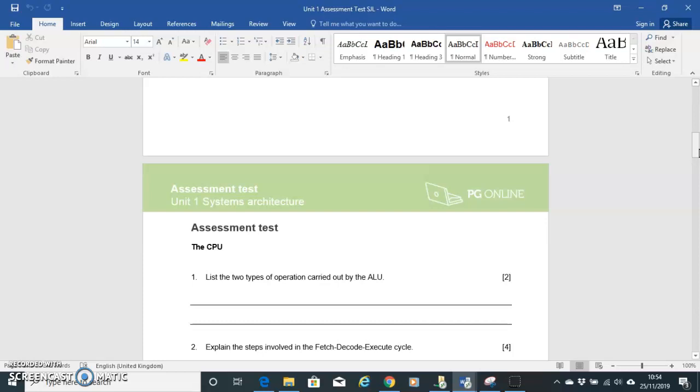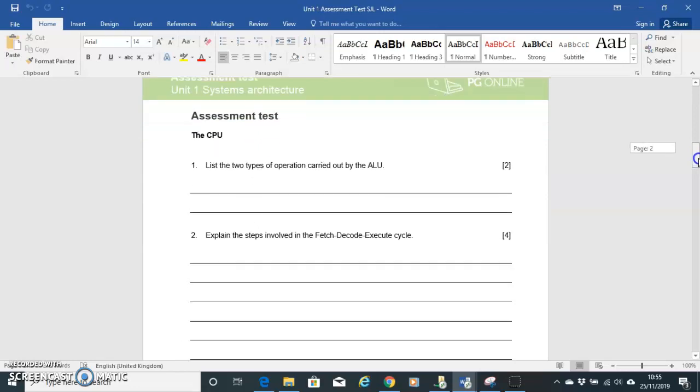If you need to give examples, arithmetic operations are operations such as adding numbers together. Logic operations are operations where a comparison is done, for example, seeing if two values are equal or if one value is greater than another.